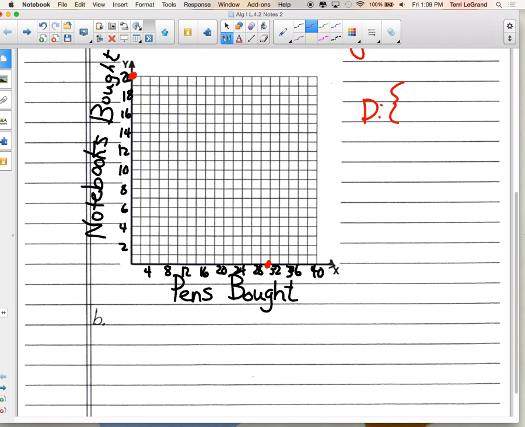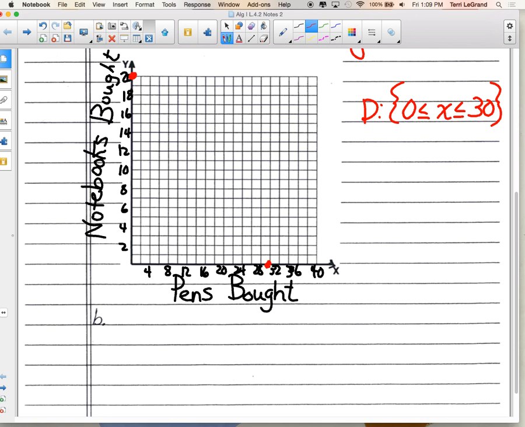All positive numbers? All positive numbers less than 30. All positive numbers less than 30 or including 30? Including 30. So we can write it as a compound inequality. 0 is less than or equal to x, and x is less than or equal to 30.